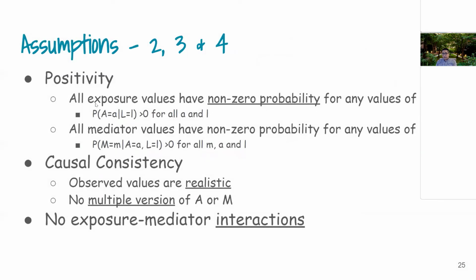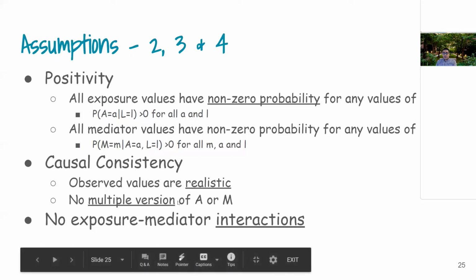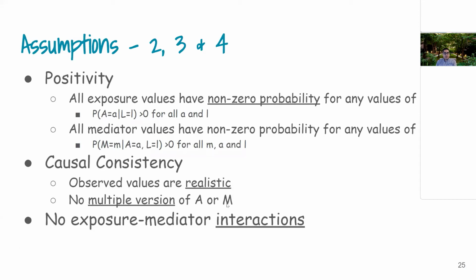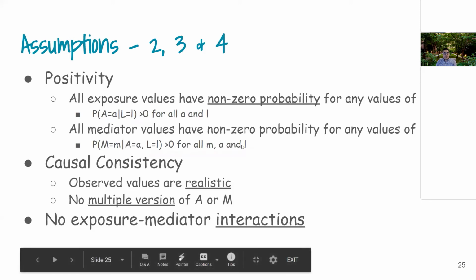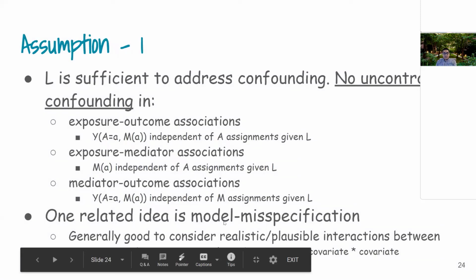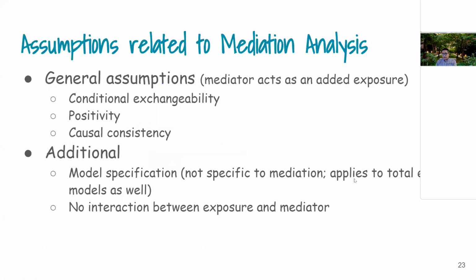Same as when you are thinking about positivity, you are also thinking about your mediator. And for causal consistency, you also have to extend the same to your mediator. Your mediator must not have multiple versions. Otherwise, the interpretation that you get is not going to be valid. Obviously, there are some other additional assumptions such as no interaction. And model specification is also a general assumption for not only the mediation analysis, but also the total effect estimate.